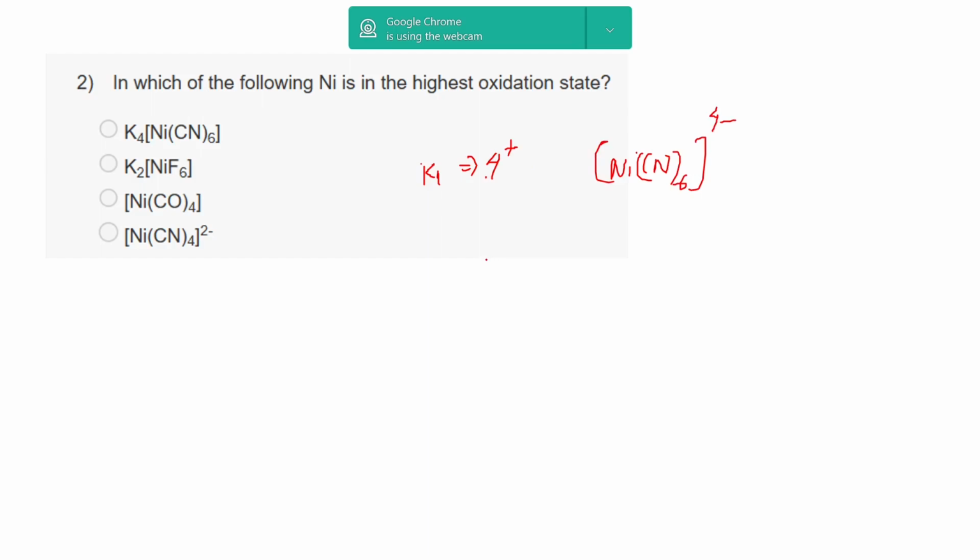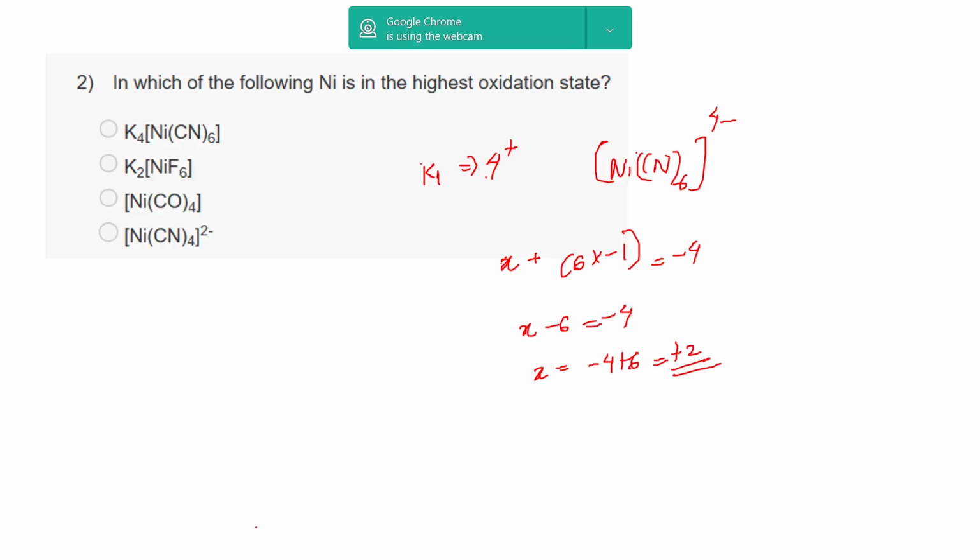So nickel, we don't know the oxidation state of nickel, so we'll just give X for that, X plus. Then CN is an ionic ligand, each CN will give minus 1. So 6 into minus 1, and the complex is minus 4. So x minus 6 is equal to minus 4. X is equal to minus 4 plus 6, which is plus 2. Right? So the oxidation state of nickel in this case is plus 2.